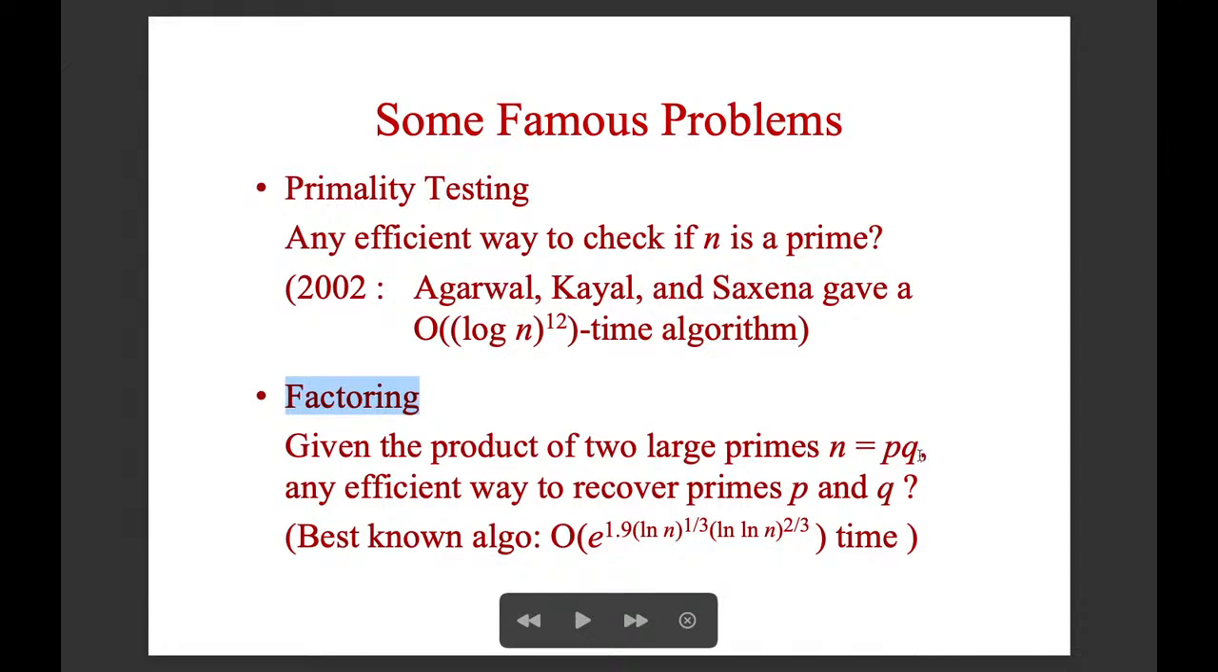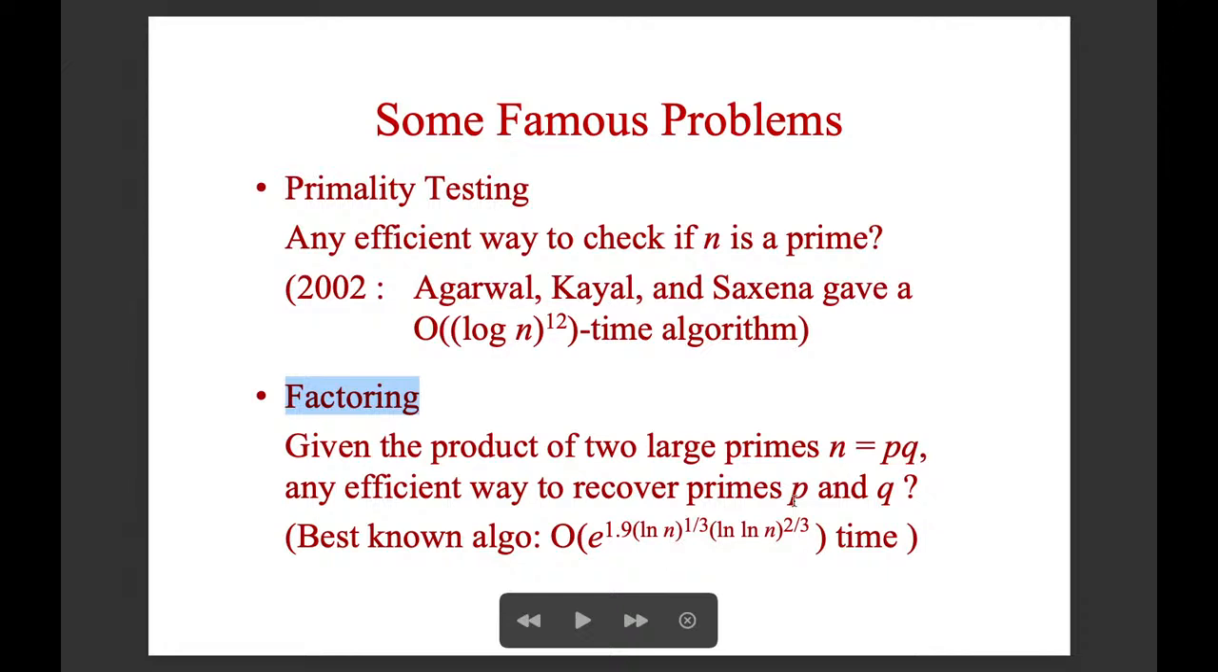Is there an efficient way that you can tell me what p and q are that construct this n? So far, there is no known polynomial time algorithm. If you want a polynomial time algorithm, the running time should be log n to the power of a constant. The best algorithm that we have here is e to the power of something like this, and this is smaller than n.